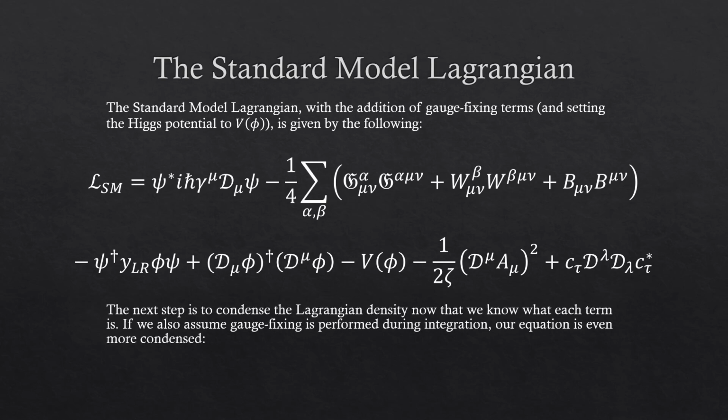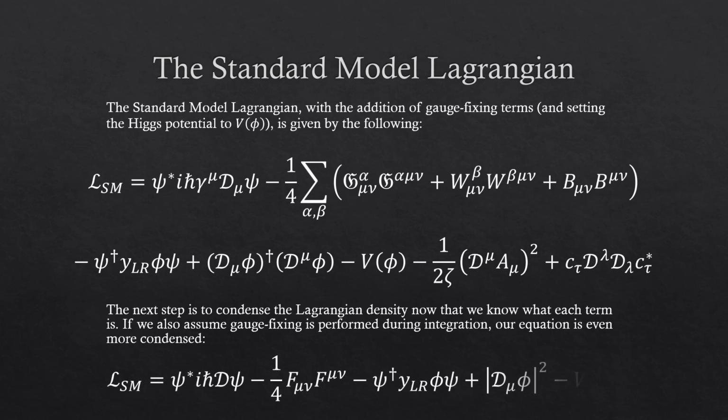The next step then is to condense this whole Lagrangian density and assume that we're going to perform gauge fixing when we actually do integration. So we can indeed make this look a lot prettier, using a more tensorial notation explicitly here and then just condensing it in by assuming that we do gauge fixing. You can certainly agree that this is at least a simpler equation.